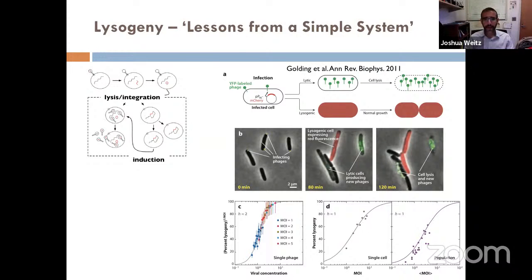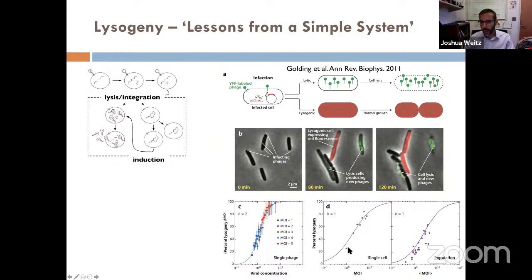For temperate phage lambda, and this happens in a number of circumstances, the outcomes are less virulent the more multiple infection, the more phage are infecting the same cell. So here you can see the probability of lysogeny, this option in which the cell is not lysed, goes up as a function of the multiplicity of infection.